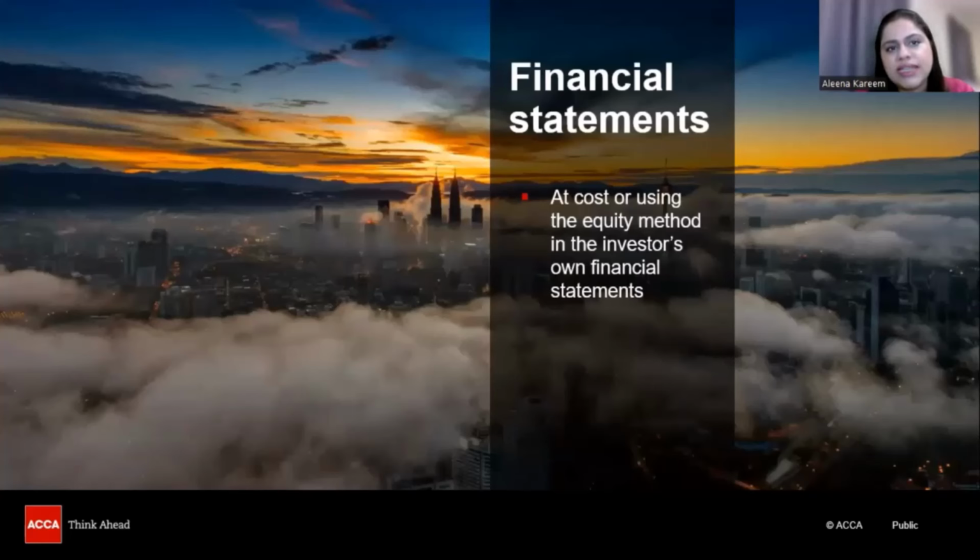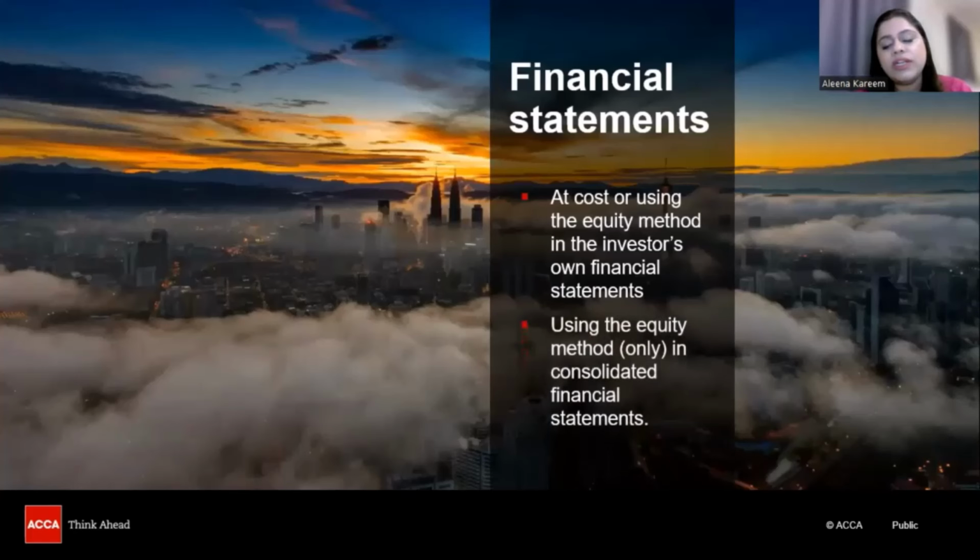Now, in terms of financial statements, when we talk about the equity method, when you're talking about the individual financial statements of the investor company, the investment is going to be either at cost or they have a choice to use the equity method of accounting. So they can treat it simply like an investment, like a financial instrument under IFRS 9, or they can use the equity method of accounting in the individual company's financial statements. However, this choice is not available when we are talking about the consolidated financial statements. So when we are dealing with consolidated financial statements, the equity method of accounting is a compulsory method to use.